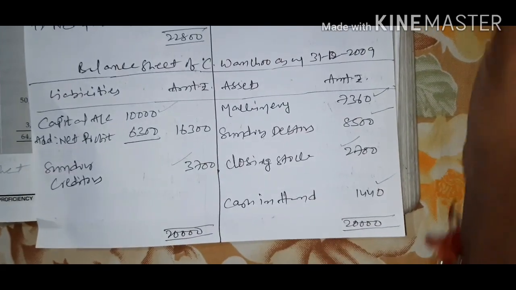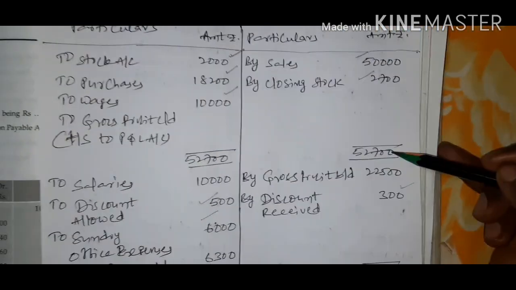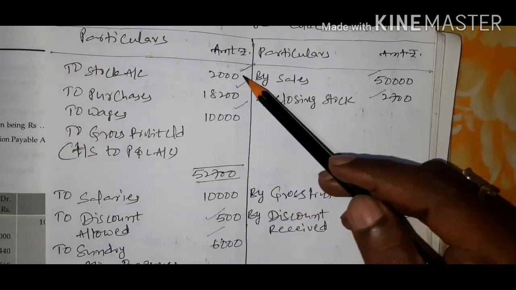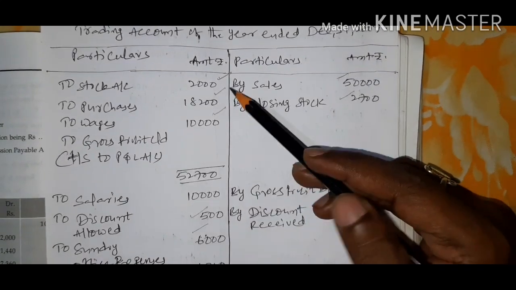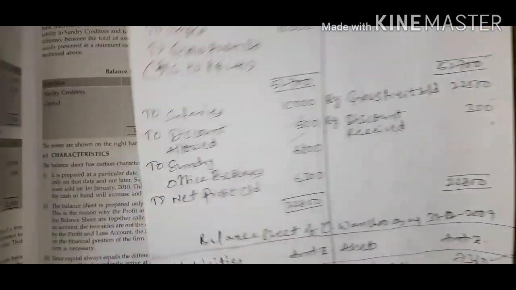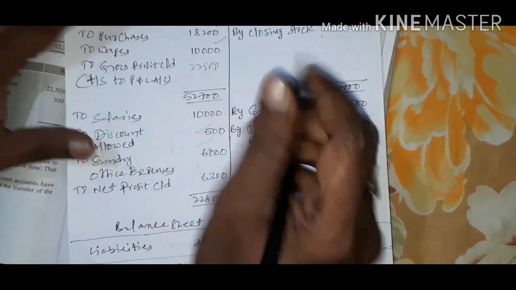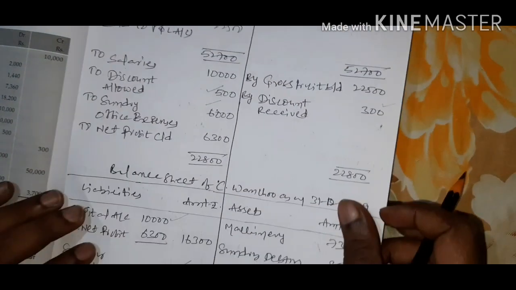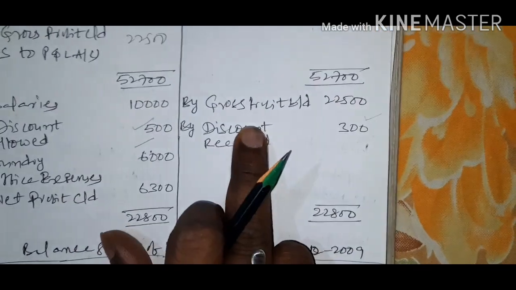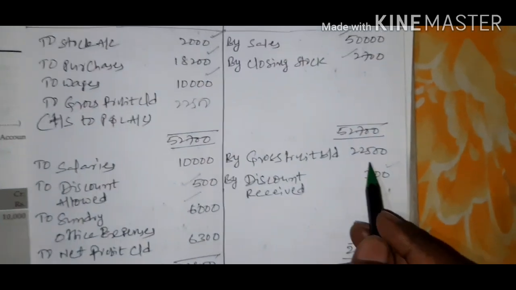Now we total and balance the accounts, friends. Here in trading account we have on the credit side sales and closing stock, total 52,700. From this 52,700 we deduct opening stock 2,000, purchases 18,200, and wages 10,000. We arrive at a gross profit of rupees 22,500, friends, and the same will be transferred to P&L account, that is by gross profit brought down 22,500, which is transferred from trading account.